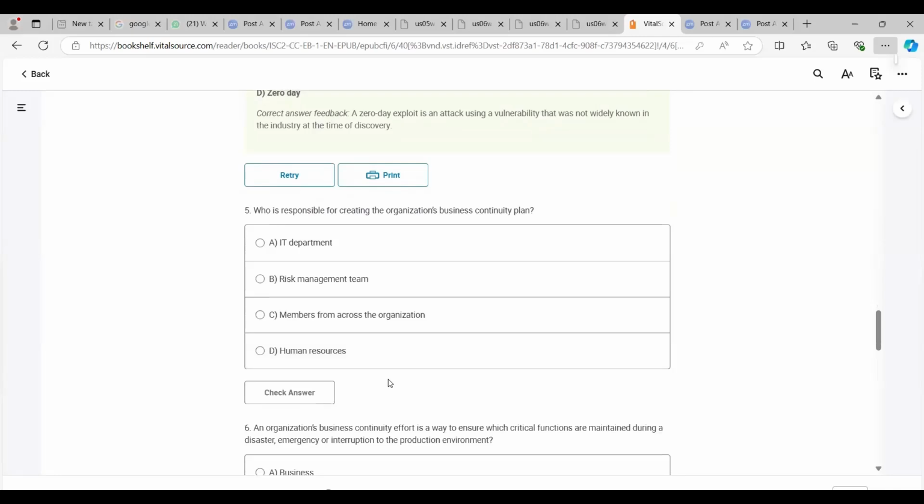So who is responsible for creating the organization's business continuity plan? Who's responsible? Who is responsible for creating the organization's business continuity plan? We have D, human resources.